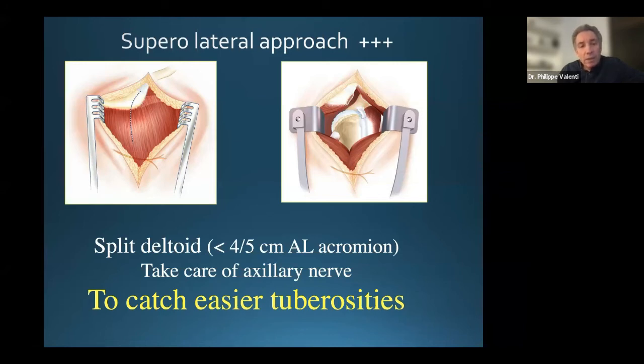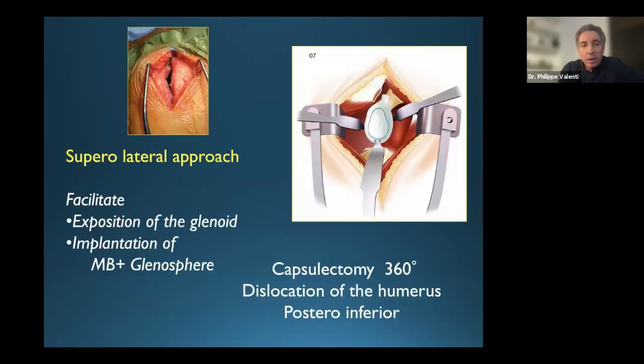I use the same technique as Ludwig. I detach the bone anteriorly with the anterior fibers of the deltoid. And after, I do a split of the deltoid between the middle part and the anterior part. At the end of the operation, I do a transverse repair of the deltoid, and I don't start the physiotherapy immediately, but I wait 4 weeks to obtain a good healing of the deltoid.